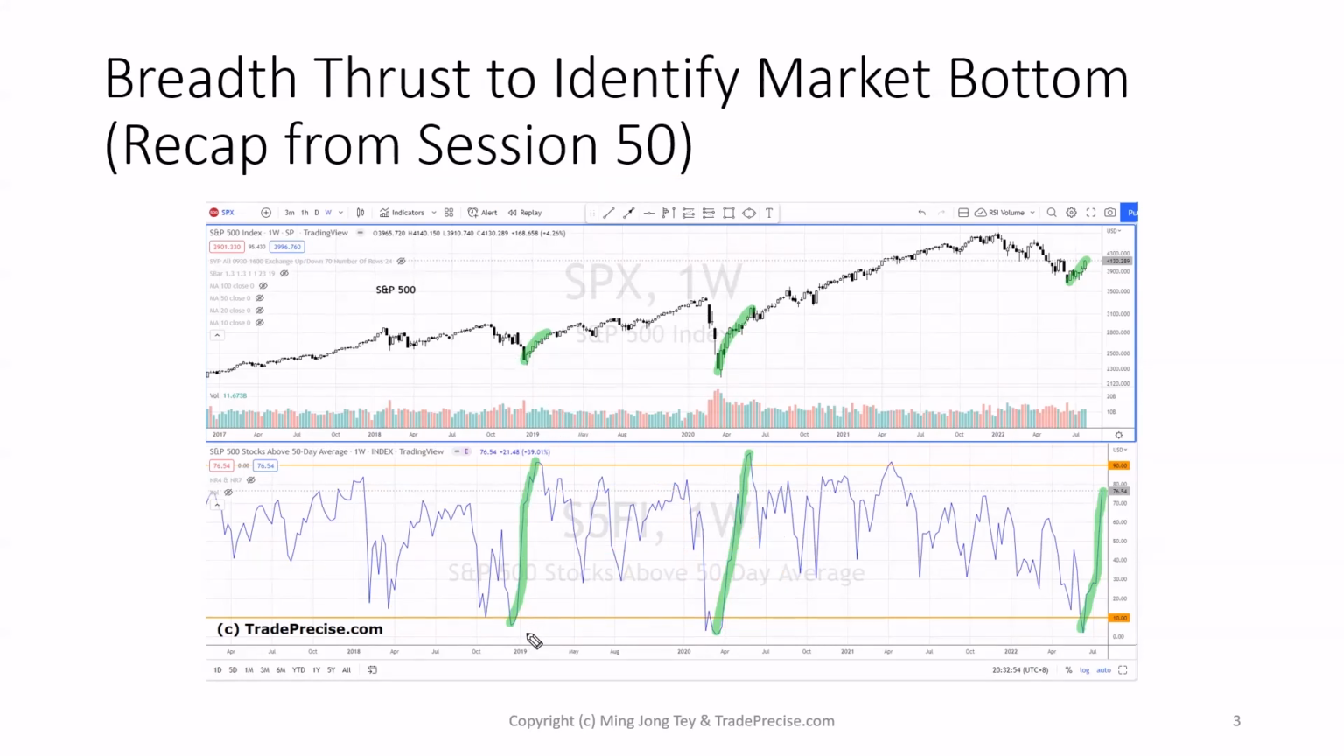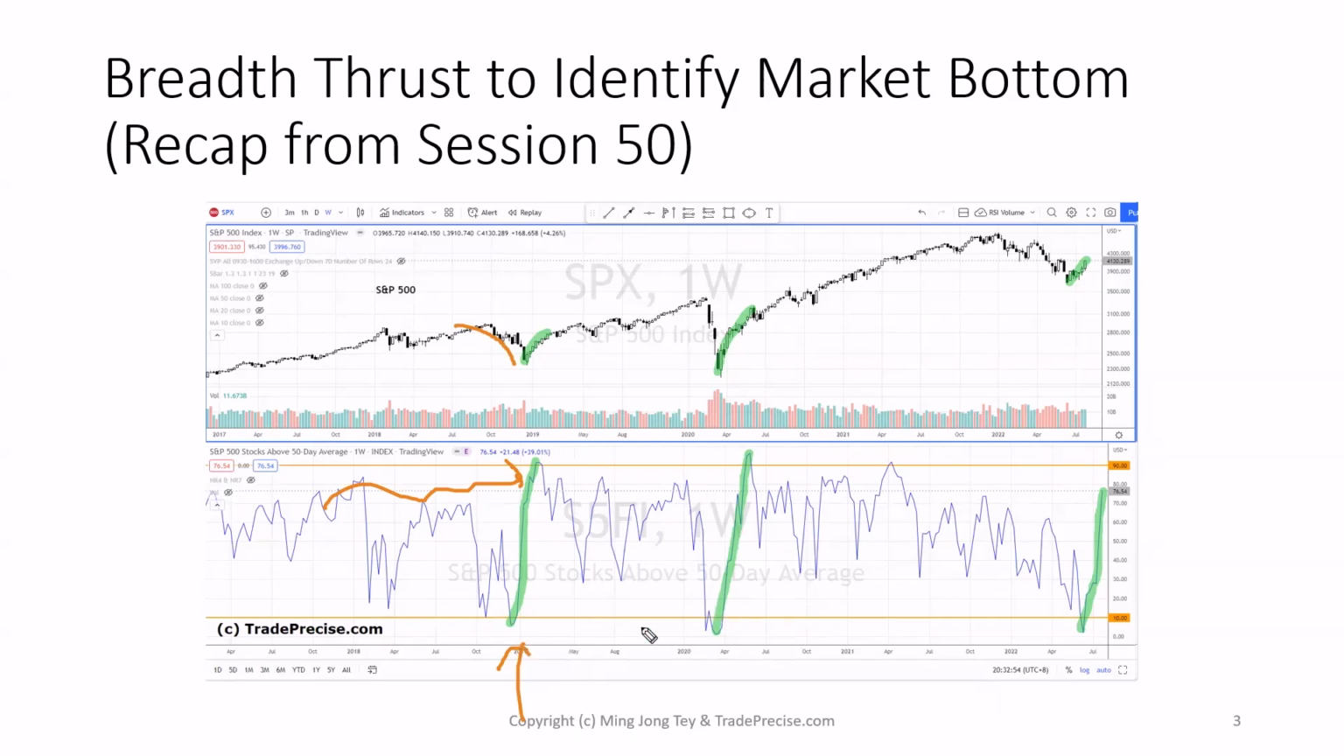So the key of that is really we need the breadth thrust to go into the oversold level, while we get a deep sell-off, followed by a very strong rally up until it hits the very overbought level at about 90. So 10 and 90 are the critical levels.